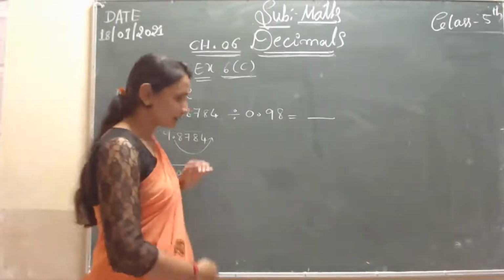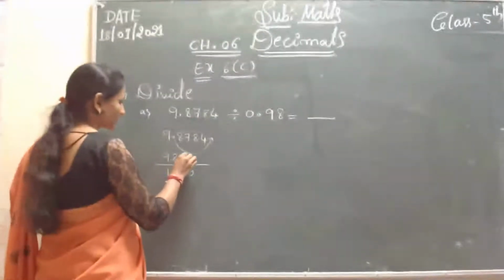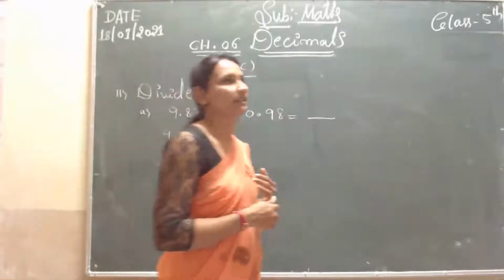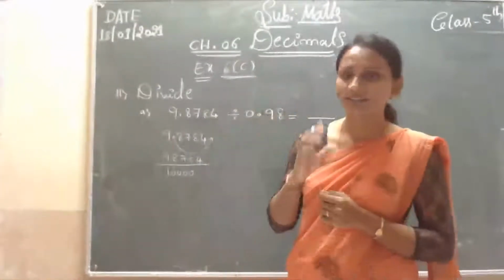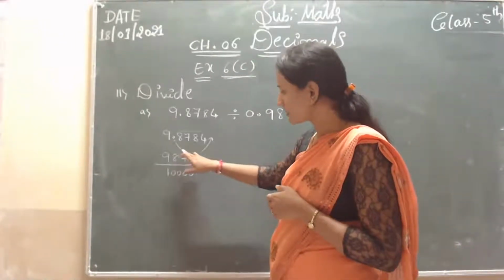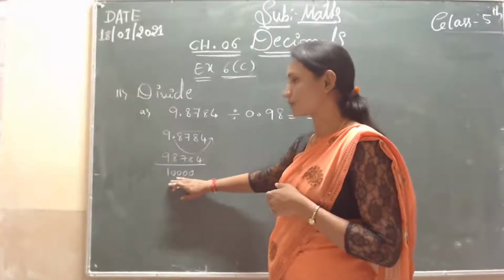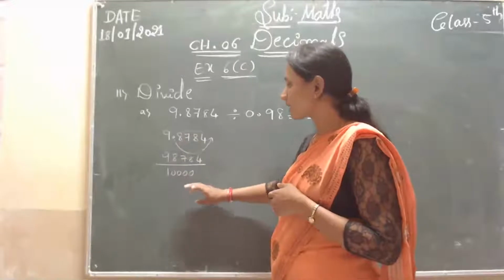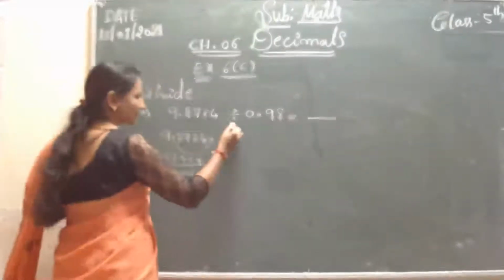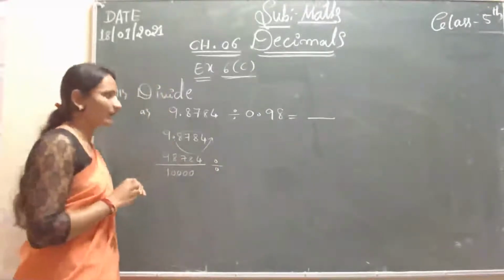98784 upon 10,000. Students, don't get confused. Again, I shift the point to the right side, so in the denominator how many zeros? 4 zeros, because 4 numbers come after the point. Okay, so this is the first step. Here the symbol given is divide.